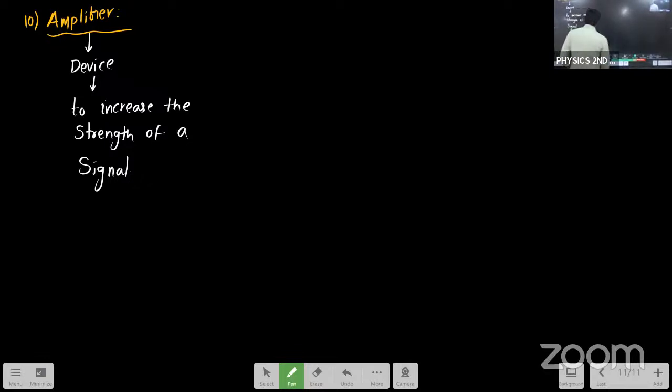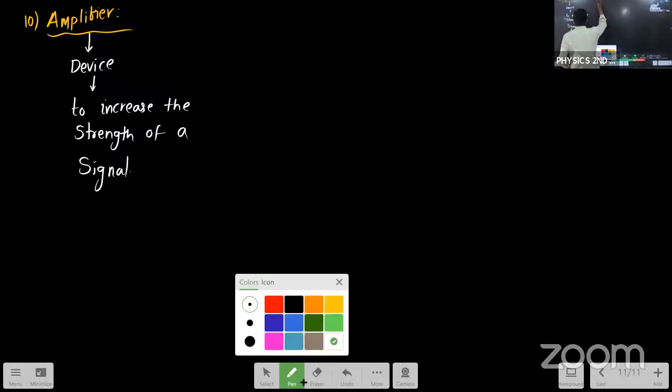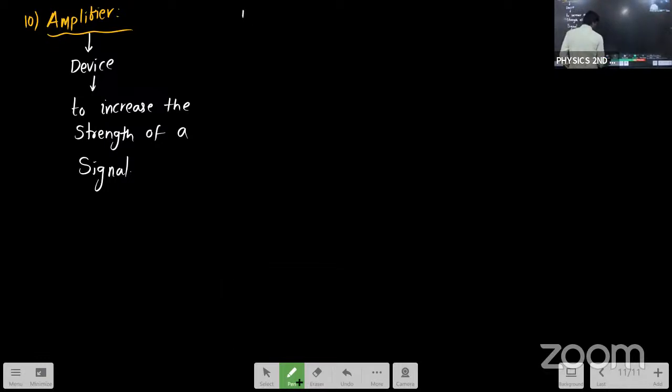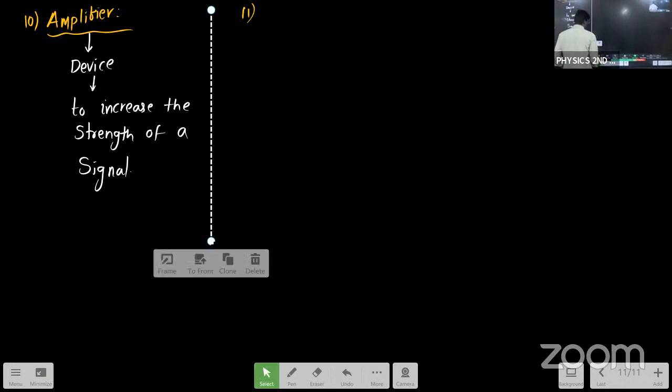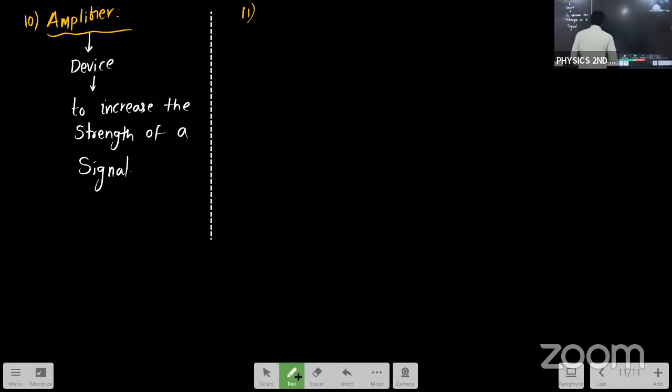So let us move on to the next question. The next question we have already discussed. What is that? A very easy question. The 11th question we are going to discuss is, what are the universal logic gates? Universal logic gates. So we know that generally we have discussed three types of gates.